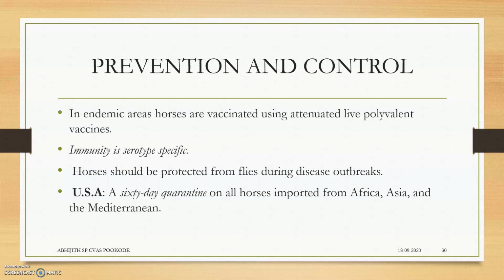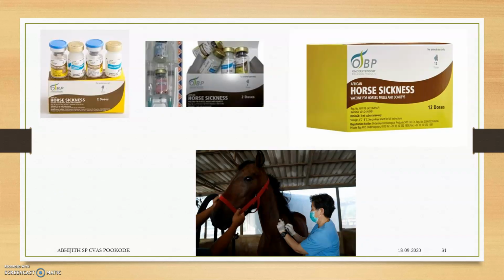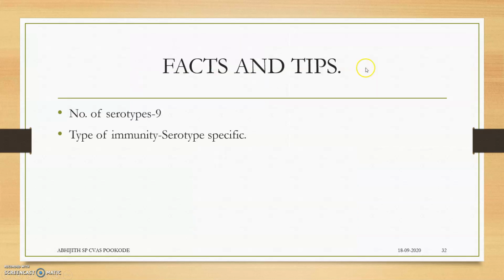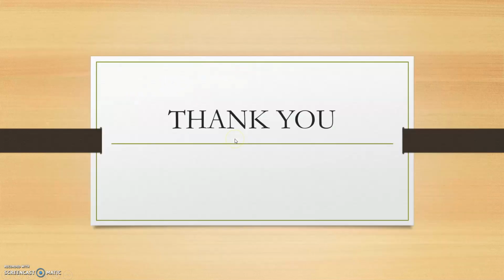For prevention and control, immunity is serotype specific, and quarantine measures are followed. Horses should be protected from flies, and flies should be removed from the horse area. Vaccination is also done. These are the vaccines practiced. Normally in Africa and India, we use African horse sickness vaccine, and we practice it regularly. The number of serotypes is 9, and the type of immunity is serotype specific. Thank you.